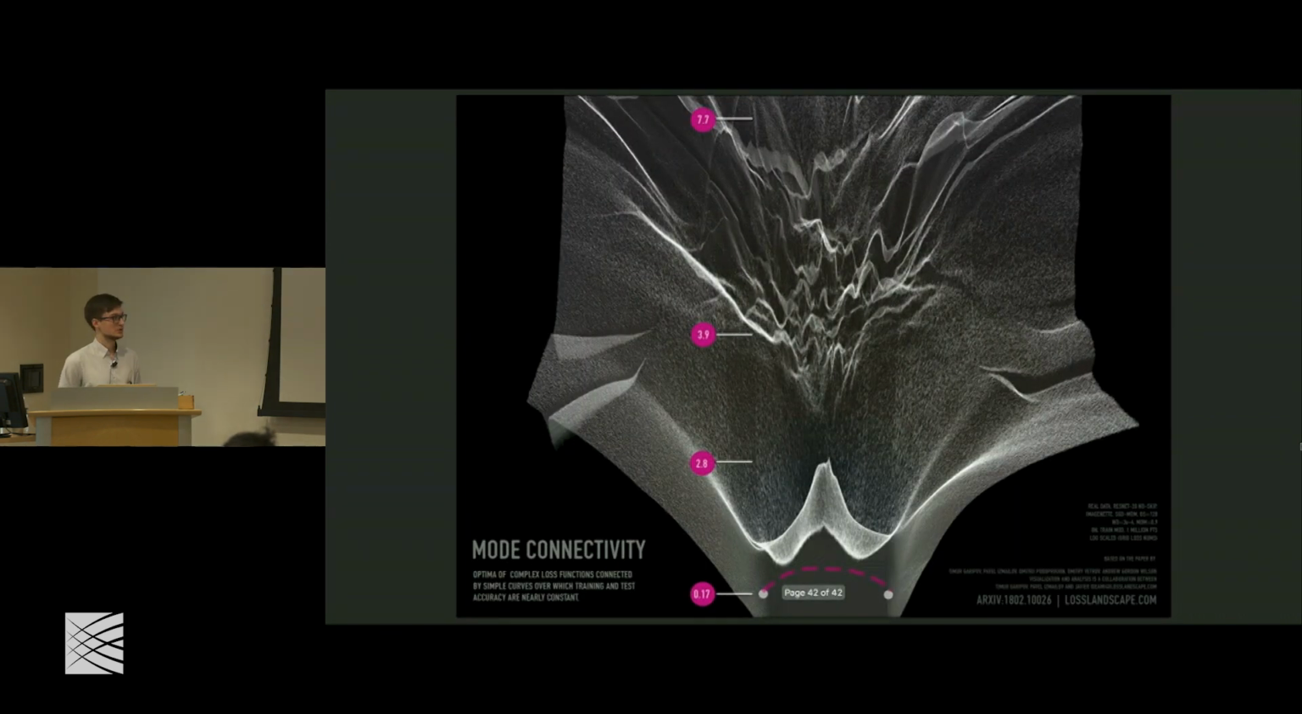So that concludes the talk. This is another visualization of the mode connectivity.